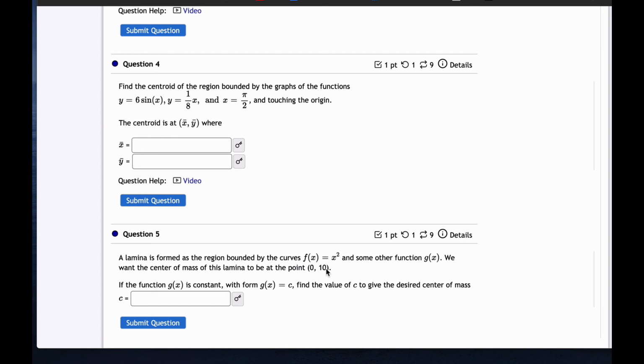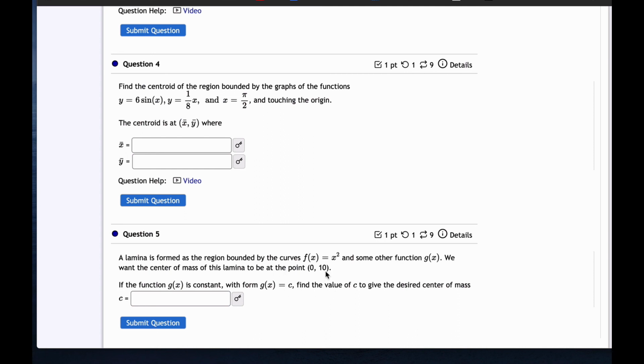And my hint to you here is, because of the symmetry that we'll have with the standard parabola and any horizontal line, the x-coordinate of the center of mass has to be equal to 0. So this won't really provide you with any information. In order to answer this question, you will need to use the fact that the y-coordinate of the center of mass is 10.